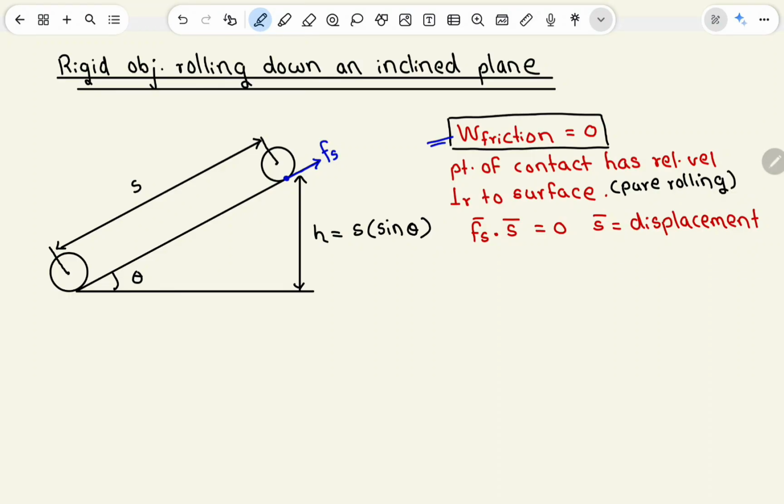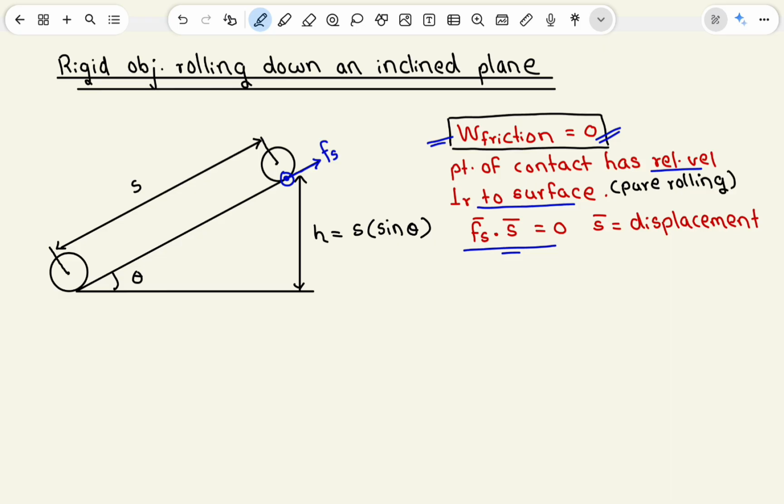Because the point of contact, the point which is making contact with the surface, is having relative velocity perpendicular to the surface. Therefore, the displacement of this point of contact is perpendicular to the surface, and therefore the angle between static friction and displacement is 90 degrees. Therefore, Fs bar dot S bar is equal to 0, and we can say that the work done by friction is 0.